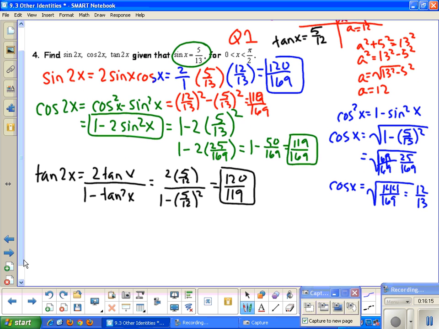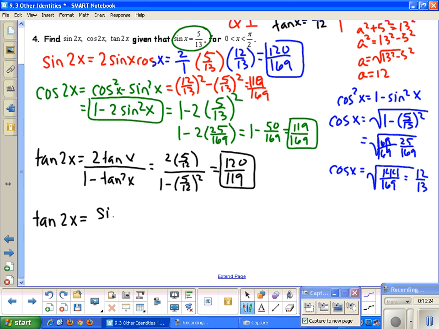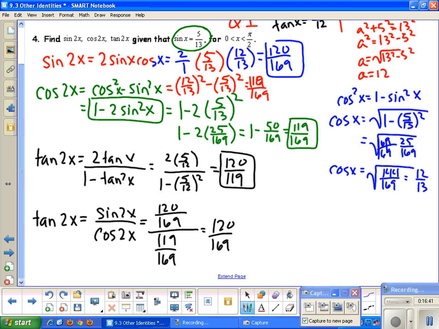Another way that I could do this problem, if I know sine and cosine double angles, if I did it correctly, then the tangent double angle is equal to sine 2x over cosine 2x, and I could use that. So my sine answer was 120 over 169, and the cosine was 119 over 169. So if I multiply by the reciprocal, these would cancel out, and notice I'd be left with 120 over 119, which is what we got up here. So two different ways of finding the same answer. So let's go back.